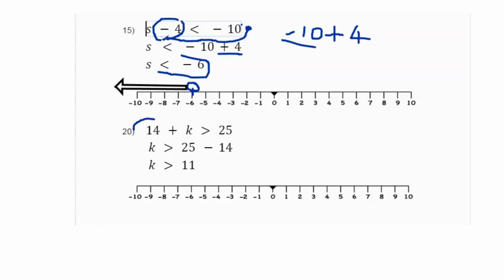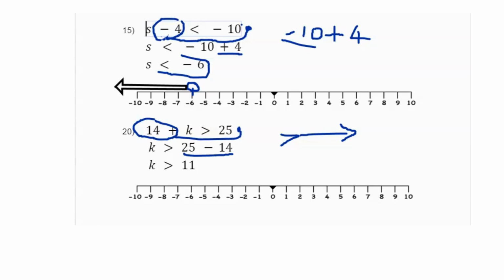Same thing we've been doing. You move this plus 14 over here, and you look for a number that, when you add or subtract, will give you 0 from 14. So it's negative 14. Negative 14 minus 14 is 0. So that's it. 25 minus 14 is going to give us 11. And the arrow, the sign is greater, so the arrow has to go towards the right side.